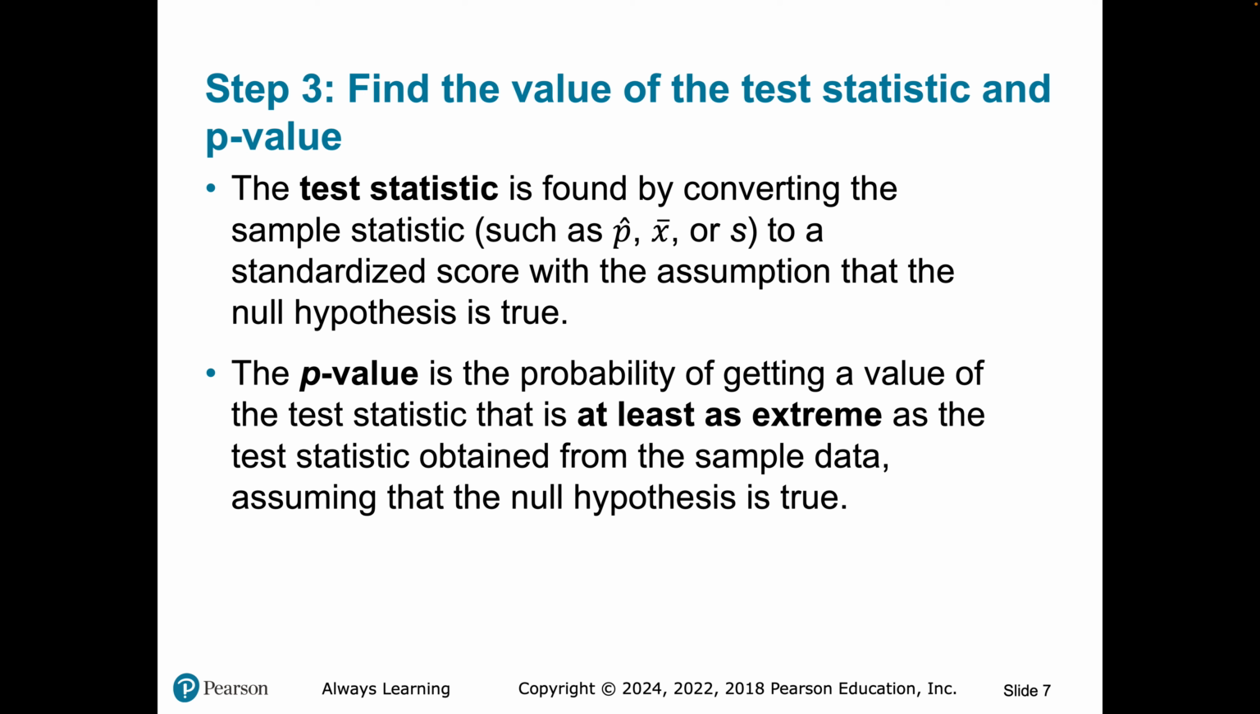We will use technology to do this. The test statistic is just a metric for comparing our sample data to the assumption that's given in the null hypothesis. So it kind of compares our sample data to the assumption that the null hypothesis is true. The p-value is the probability of getting a test statistic that is at least as extreme as the one that we calculated from our sample data, again assuming that the null hypothesis is true.